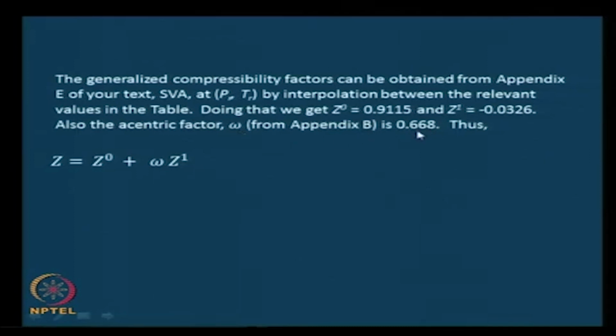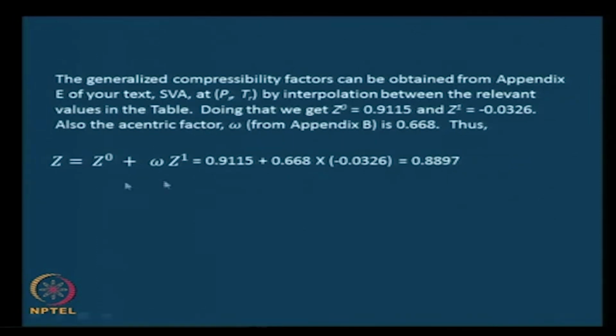From appendix B, the acentric factor turns out to be 0.668 for isopropanol. Therefore, if you substitute into this expression Z0 0.9115 plus acentric factor 0.668 times Z1 minus 0.0326 and do the calculations, you will get 0.8897. I will give you another 10 minutes to do the calculations to get the volume as well as for the comparison. Please go ahead and do the calculations.